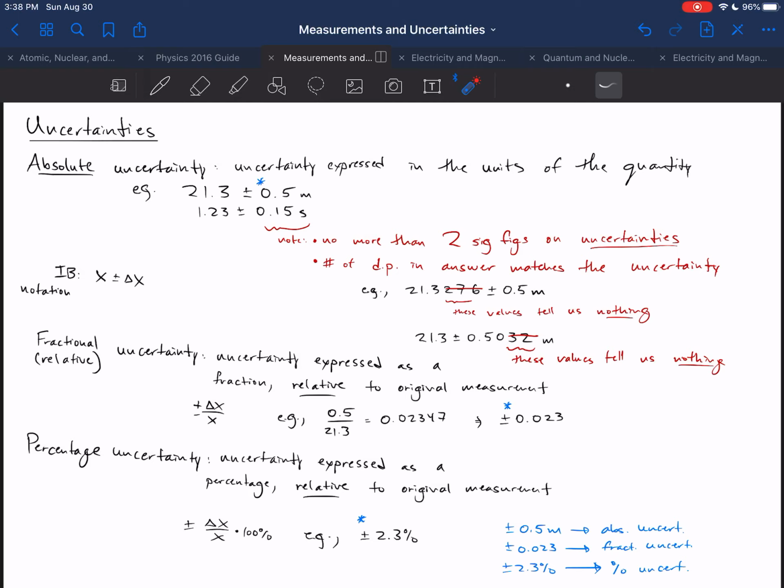So uncertainties get two sig figs, and then you use the number of significant figures on your uncertainty to give the number of significant figures on the actual value. This is in IB notation written as x plus or minus delta x.